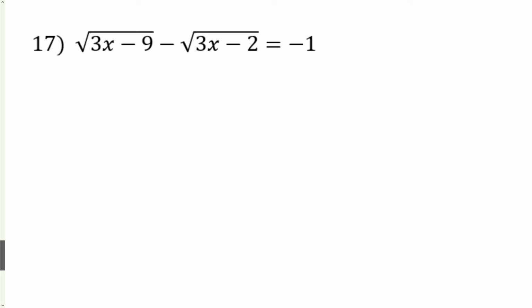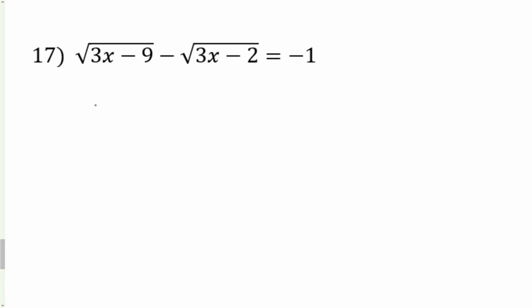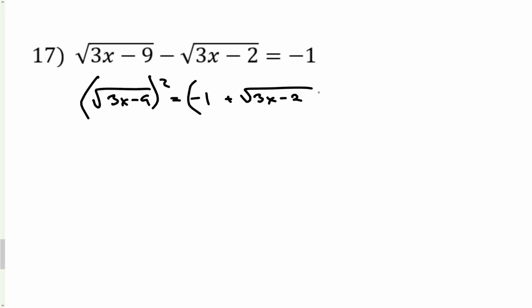When we look at this problem, it has 2 square roots. The way I approach a square root equation is to isolate one of the square roots first. So here's my first step. I'm going to isolate the square root by moving this entire expression to the other side. Great. Now I'm going to square both sides of this, which makes this square root go away. But this is now a binomial.